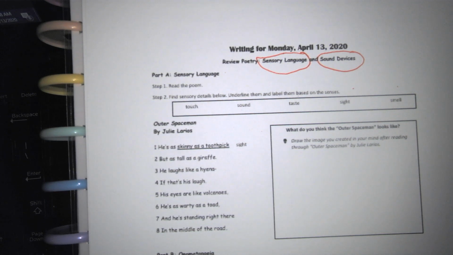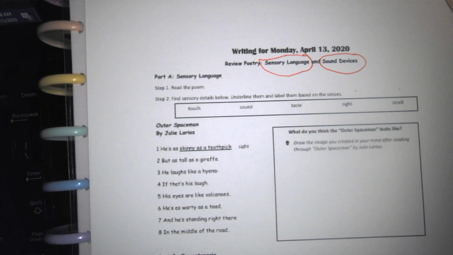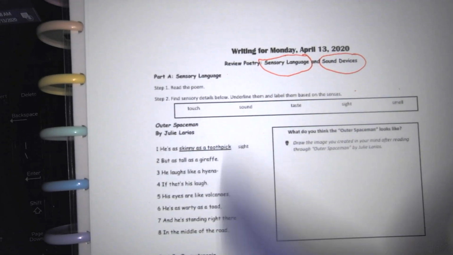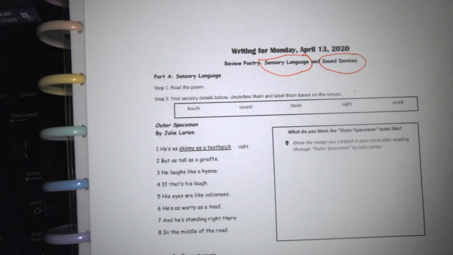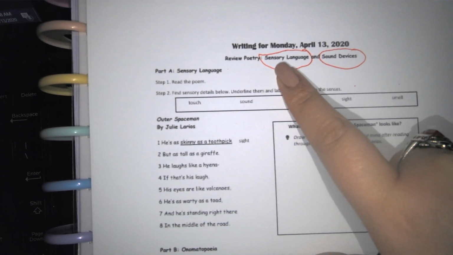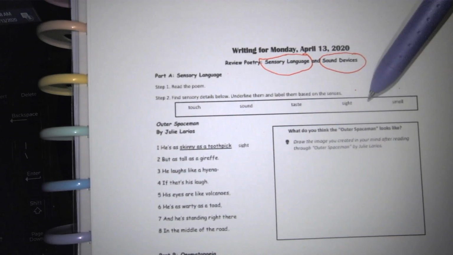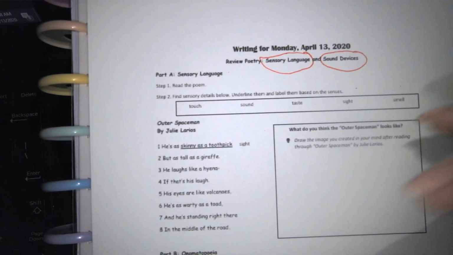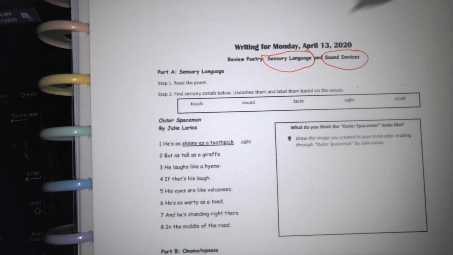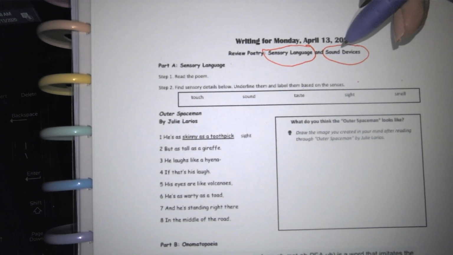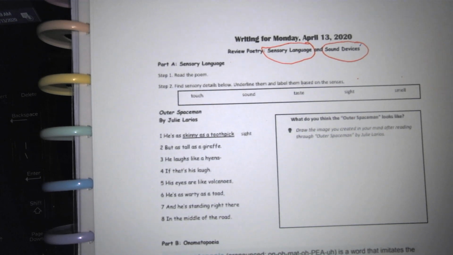So today we're going to review poetry. We're going to focus on understanding poetry and then also writing some poetry at the end. Poets often use sensory language. Remember, sensory language is using your 5 senses, which are touch, sound, taste, sight, and smell, to understand the poet or author's experience. We're also going to talk about sound devices, which are those sound words, those onomatopoeias. These are words like crash, boom, that imitate a sound that it describes.